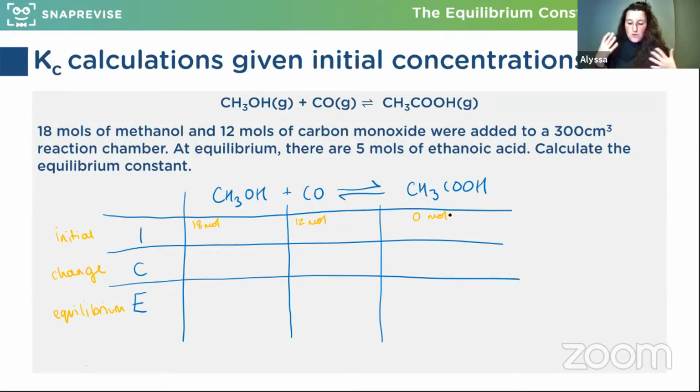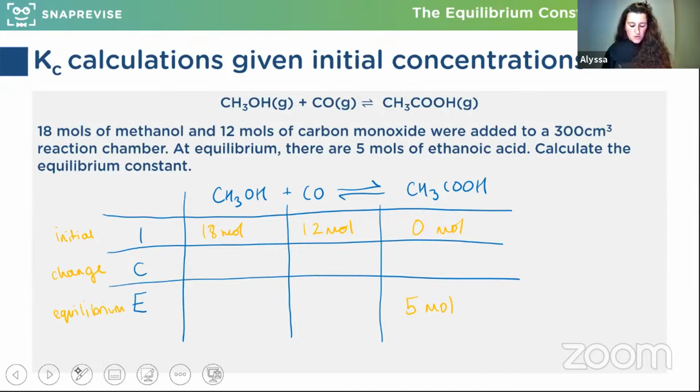You have to get used to working out if that's what they mean in the question, because they don't always specify. Okay, so I started with 18 moles and 12 moles of CO, and then I had no moles of ethanoic acid, and then it says at equilibrium there are 5 moles of ethanoic acid. So at equilibrium, in the equilibrium box, I can say there were 5 moles. So how much has it changed by? Now I'm going to do some deduction work. That's the information I was given in the question. Now let's do some deducing and work out what's happened.